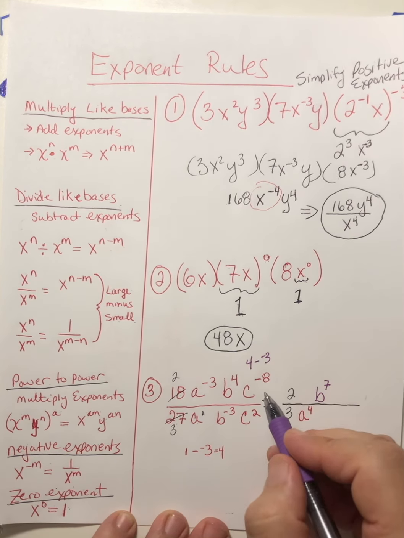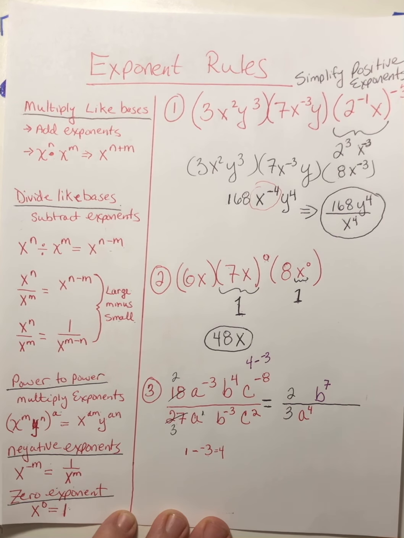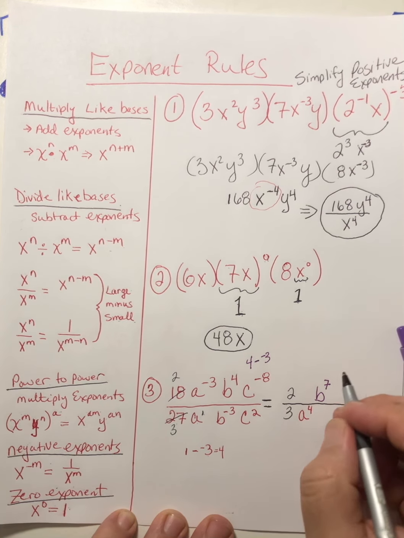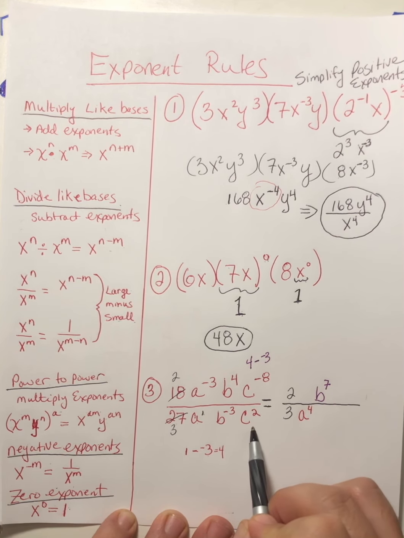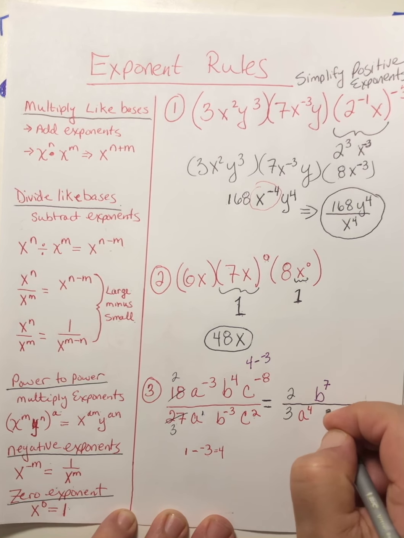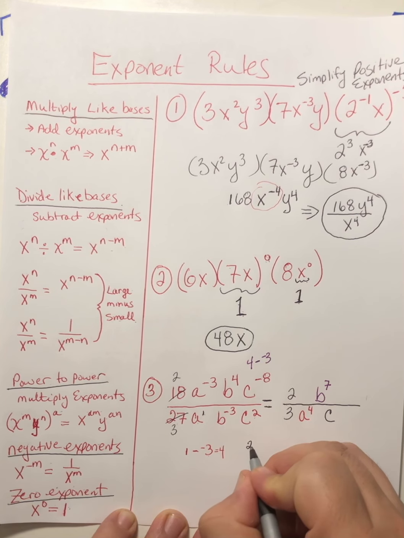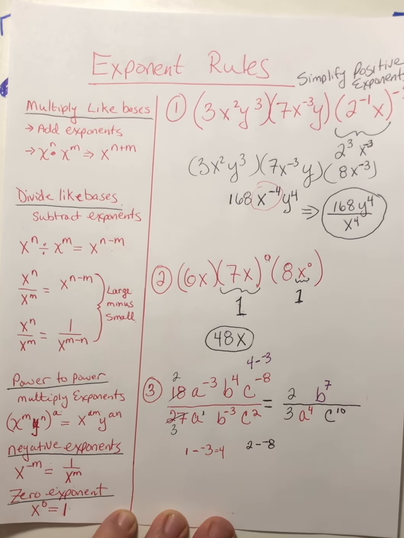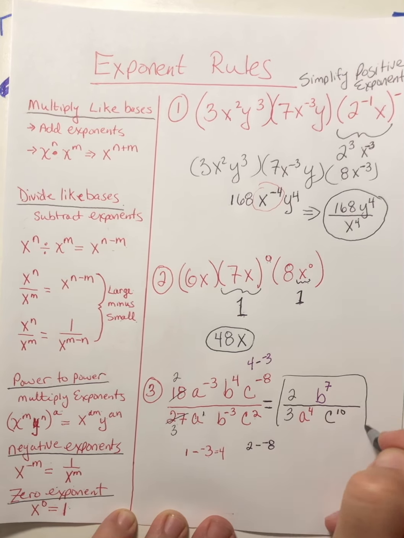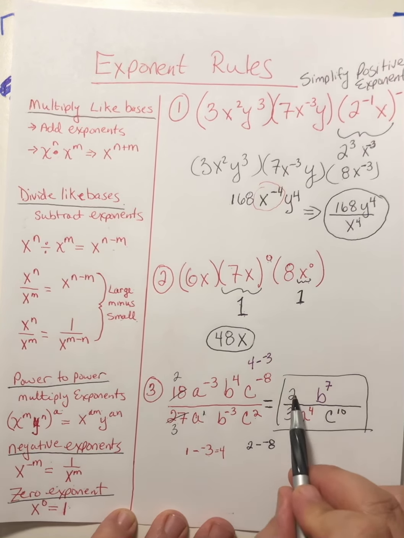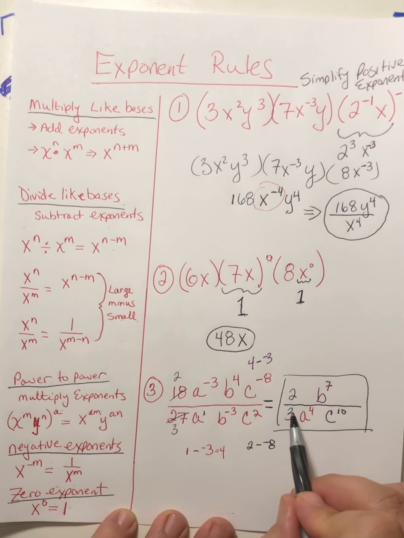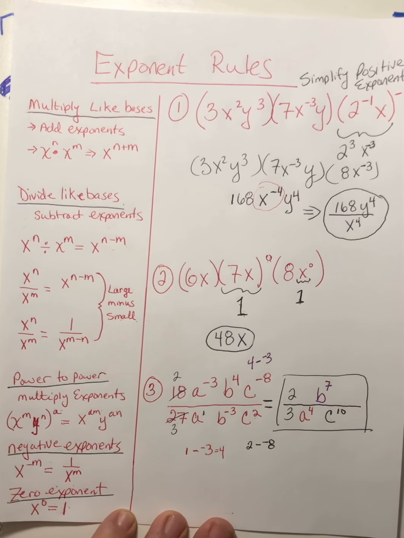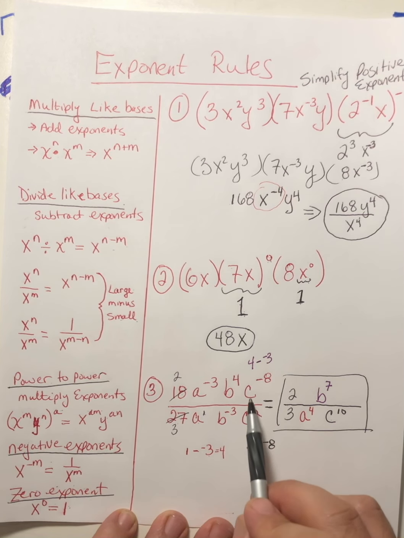Now we're looking at the c's. Where's the larger exponent? It's on the bottom, so we're going to have a c on the bottom. And then we just do 2 minus negative 8, and that's a 10. We just simplified the problem. So we have 2b to the 7th on top, and 3a to the 4th, c to the 10th on the bottom. All done.